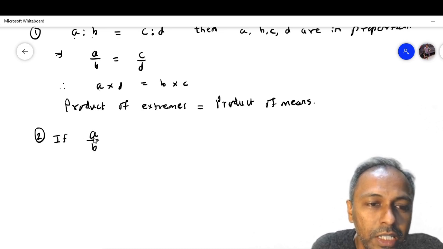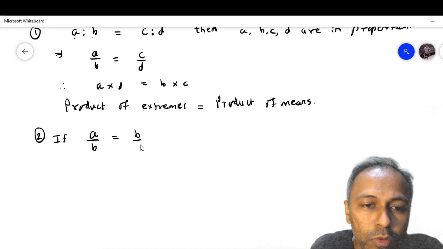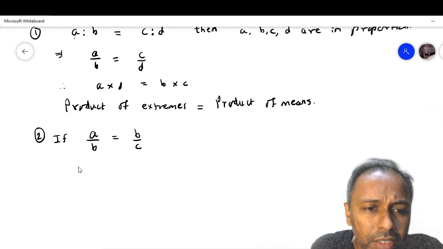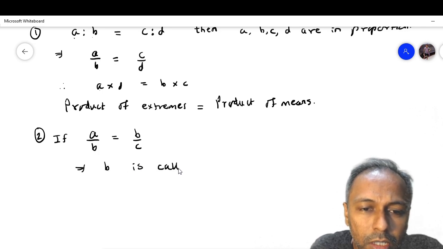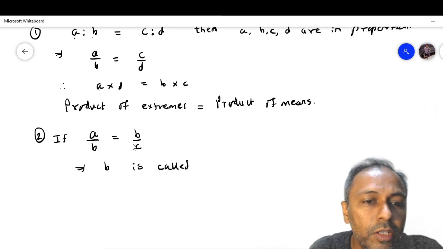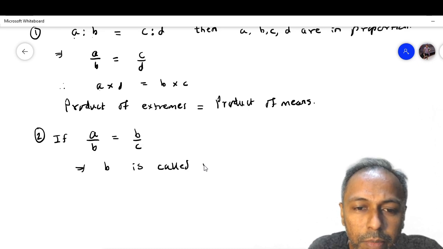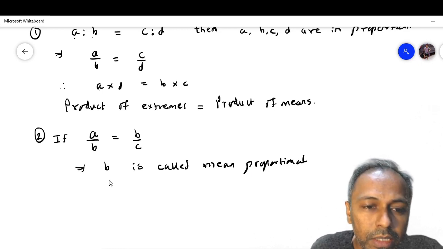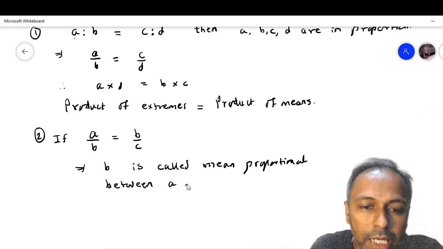Let us consider if A upon B is equal to B upon C. Clearly here B is called the middle term, right? This B is called mean proportional between A and C.